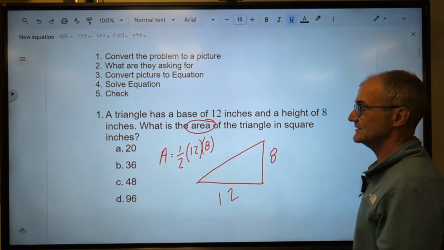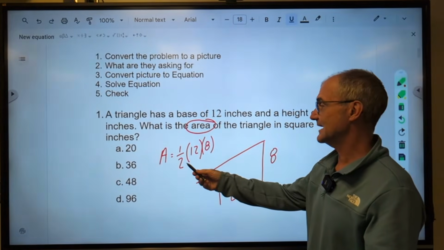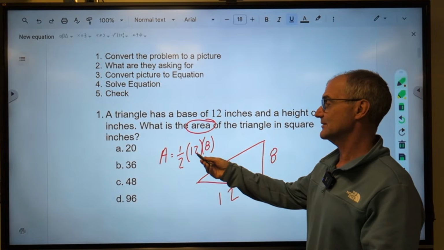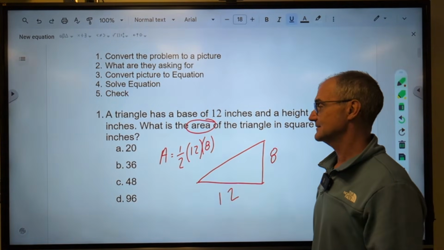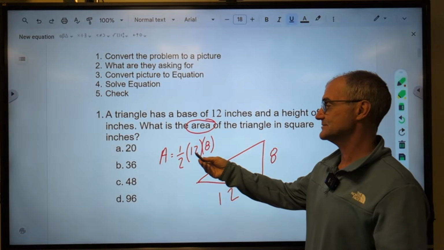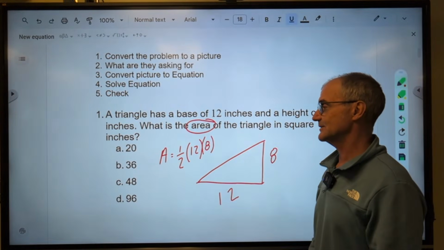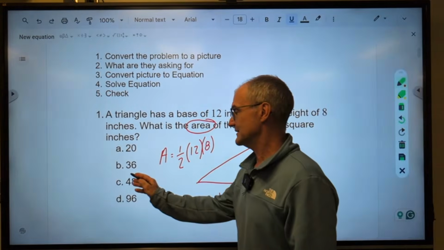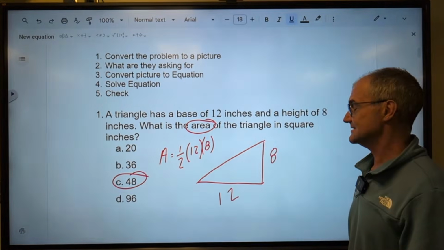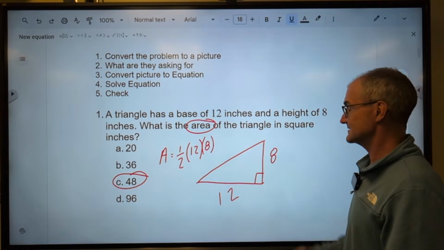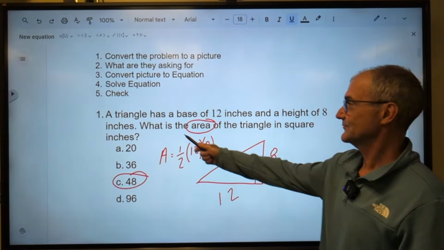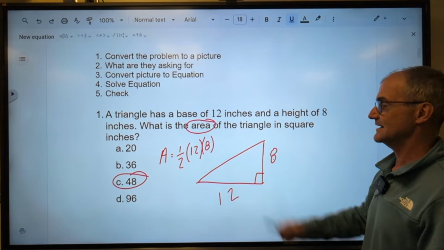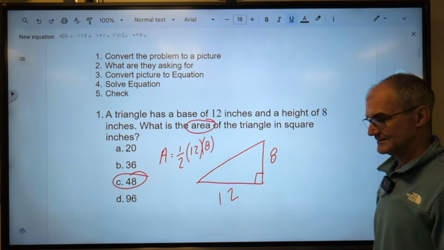Multiplication is commutative, which means I could do 1/2 times 8, 4. 4 times 12, 48. Or I could do 1/2 times 12, 6. 6 times 8, 48. So solve the equation, 48. Correct answer C. And then the check is, what is the area? I am finding the area by base times height times 1/2. How'd that one go?